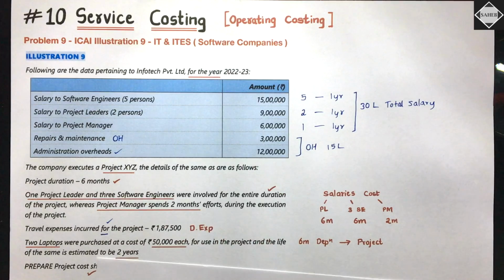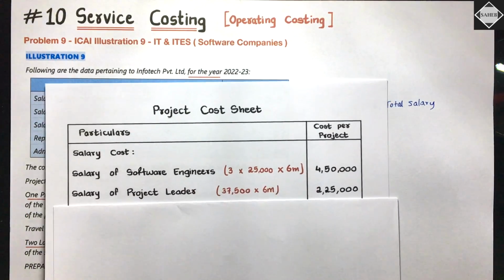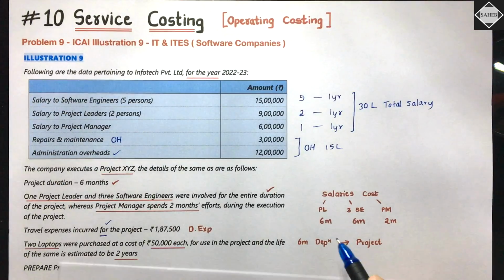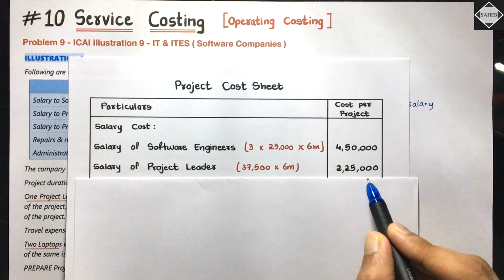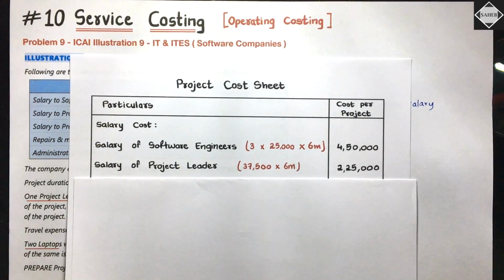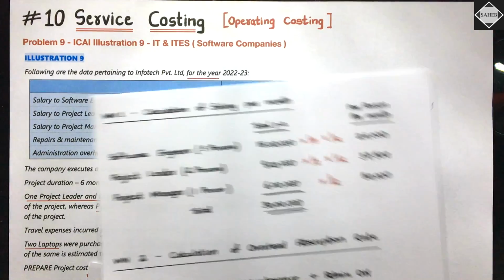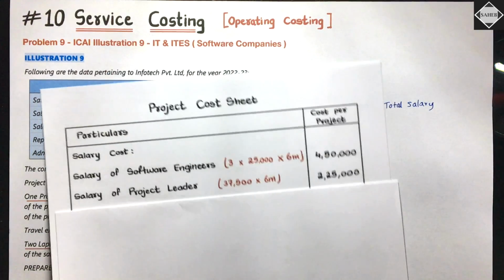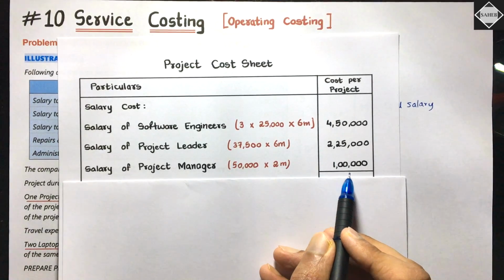Then salary of project leader. How many project leaders on this project XYZ? Only one project leader. So 37,500 into 1 into 6 months, because the project leader worked for 6 months. That's equal to 2,25,000. Clear? And then only one project manager was there, but for only 2 months. Project manager salary is 50,000 per month. For 2 months he has worked, so 50,000 into 2 months, that's 1 lakh. Is this clear?